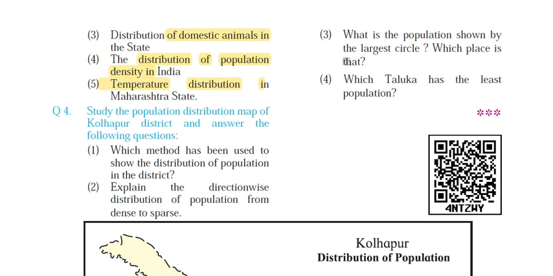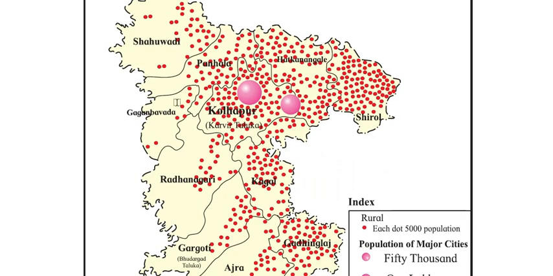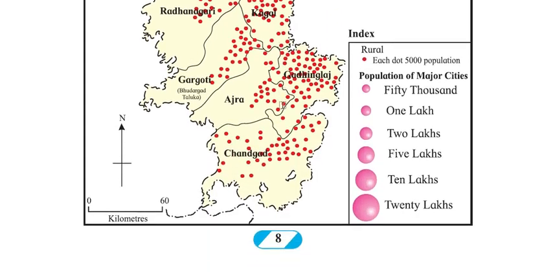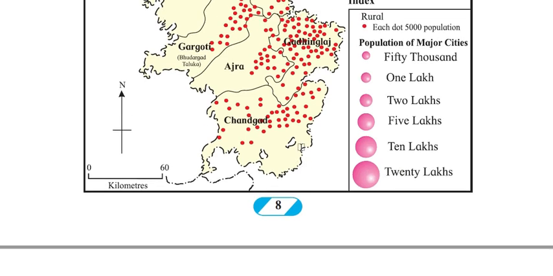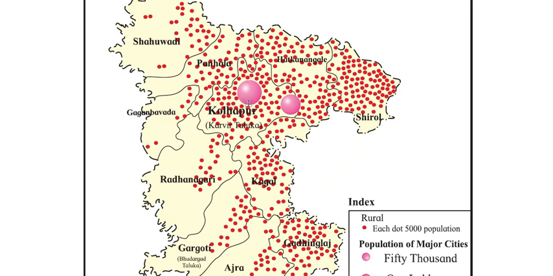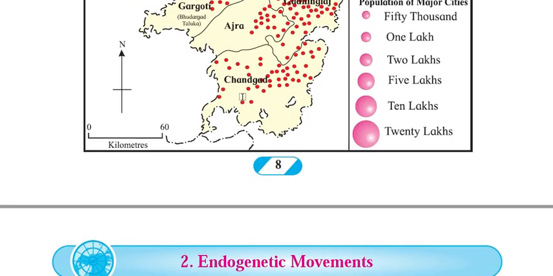What is the population shown by the largest circle and which place is that? Here are some circles they have shown. As the area of a circle increases, the population in that area also increases. The largest circle represents a population of 20 lakh. You can see the largest circle at the center of Kolhapur city, in Karvir Tehsil, exactly at the center. So in the Kolhapur city area you will find a population of 20 lakh.